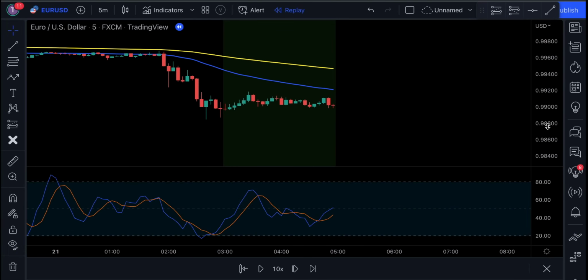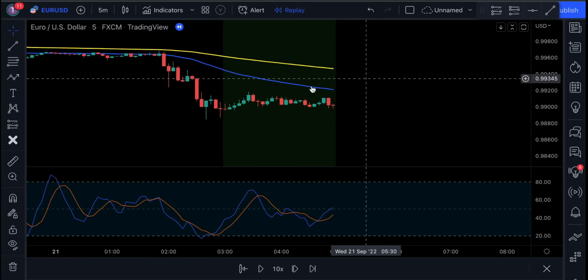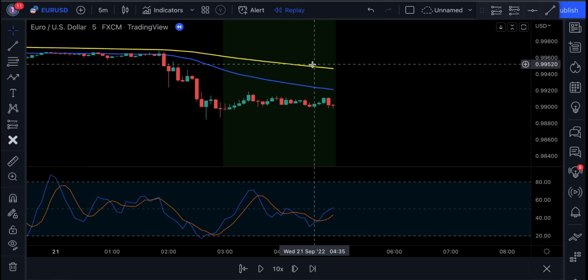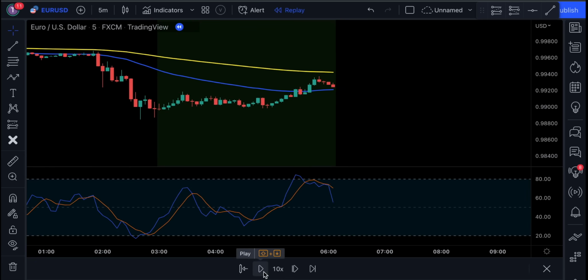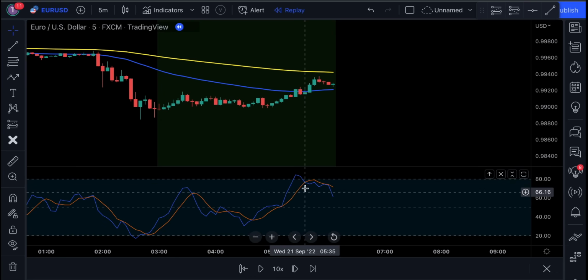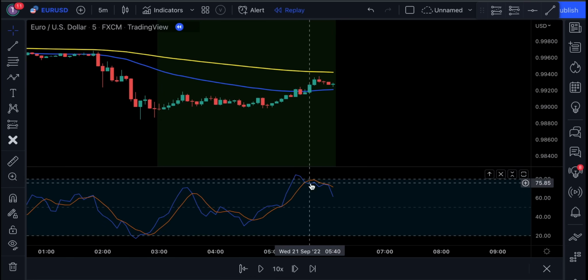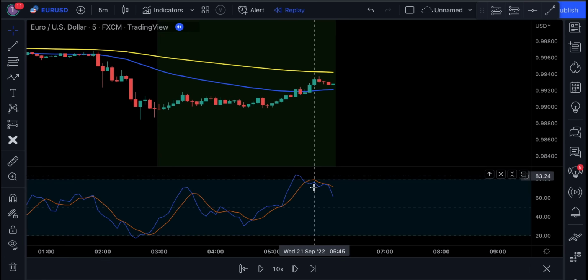Okay, now let's understand the sell positions. So first, we're only going to be looking to sell when the 50 EMA is below the 150 EMA. Second, the price action must pull back into the 150 EMA. Third, the stochastic must get overbought, and the orange line must cross below the blue line. The cross can happen either in the overbought area or really close to it.